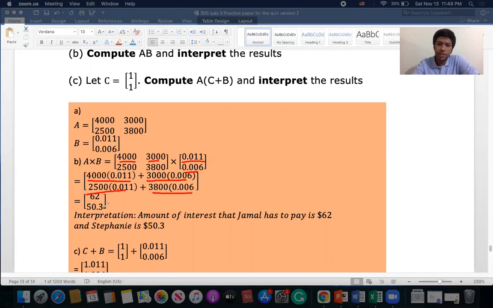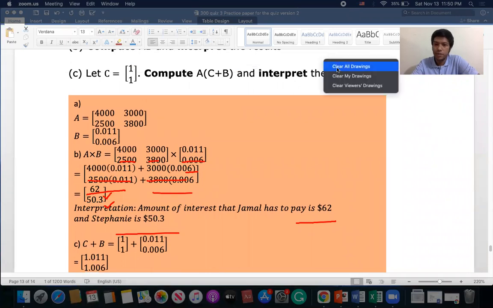This actually means that this is the amount of interest that the first person has to pay and the second one has to pay. How much total interest they will have to pay, this value gives us that. So that means the amount of interest that Jamal has to pay is $62 and Stephanie has to pay $50.3. This name comes from the question. Okay, so first one is Jamal and second one is Stephanie.